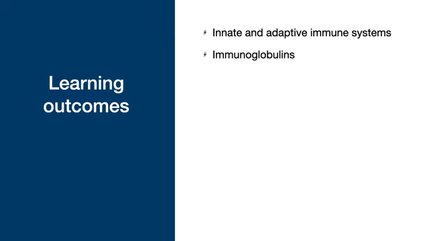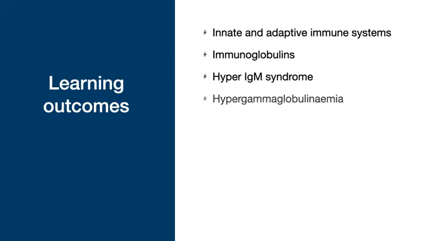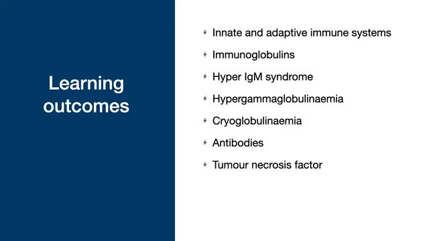In this module, we will be discussing the innate and adaptive immune systems, immunoglobulins, hyper-IgM syndrome, hypergammaglobulinemia, cryoglobulinemia, antibodies, tumor necrosis factor, monoclonal antibodies, and lymphocytes. Let's get started.